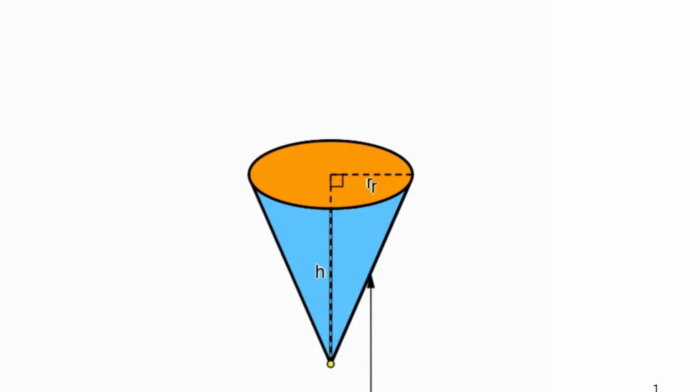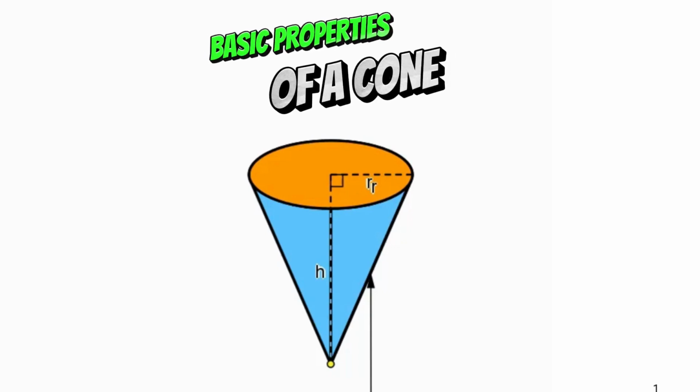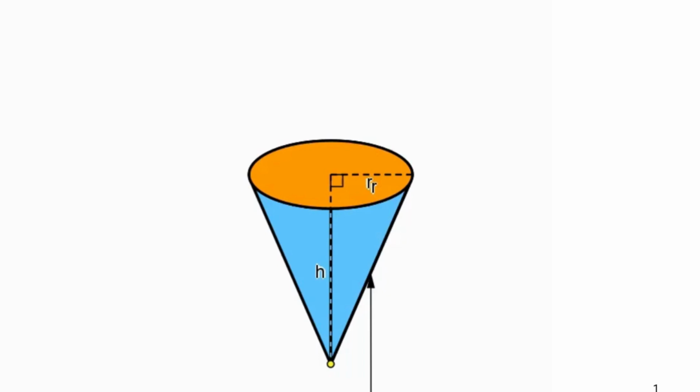So guys, this is how far we can go in today's tutorial. We've been able to explore the basic properties of a circular base pyramid, otherwise called a cone. Next time, we'll look at another solid shape, and we'll be discovering the properties of this solid shape.